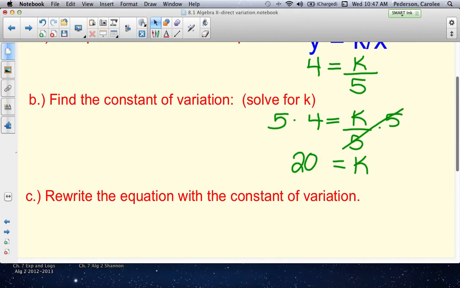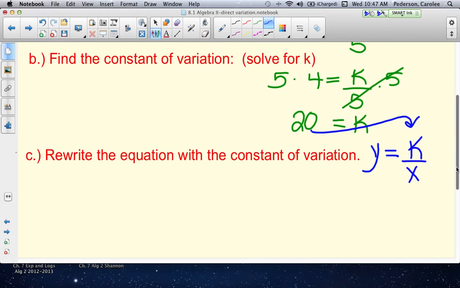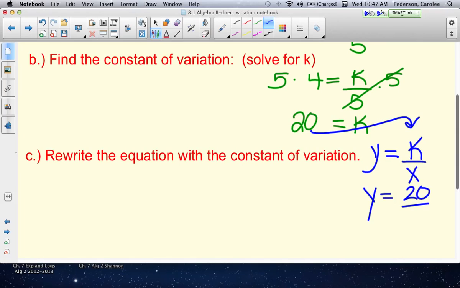Last step is to rewrite the equation with the k in it. So the general is y equals k over x. We're going to substitute 20 in. So our equation is y equals 20 over x.